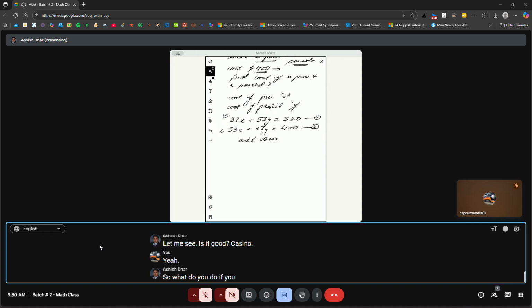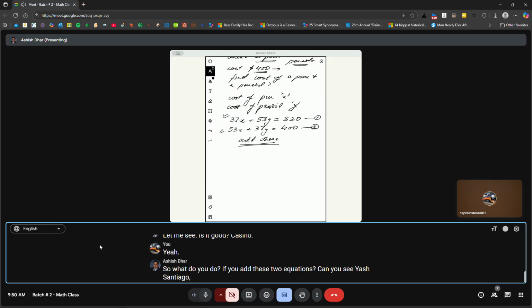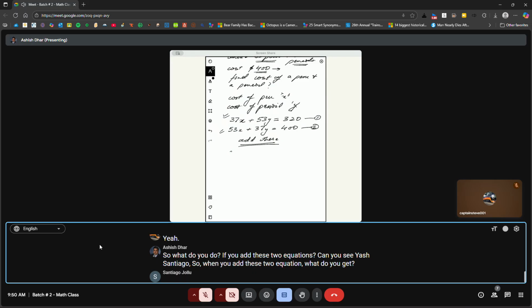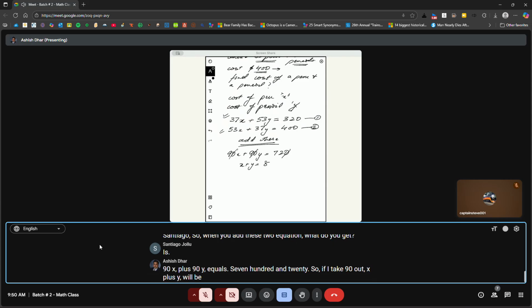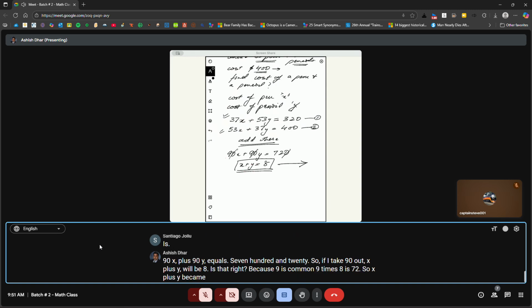So what do you do? If you add these two equations, can you see it, Yash, Santiago? Yeah, I can see it. So when you add these two equations, what do you get? 90x plus 90y equals 720. So if I take 90 out, x plus y will be 8. Is that right? Because 9 is common. 9 times 8 is 72. So x plus y became 8.